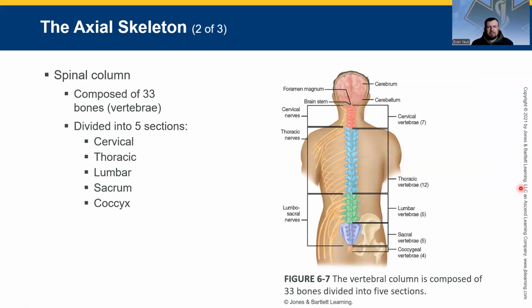Moving on to the spinal column, you've got 33 bones in the vertebrae divided into five sections. So you've got your cervical, your thoracic, your lumbar, your sacrum, and your coccyx. That's from top to bottom. Remember, it is 7, 12, 5, 5, 4. So 7 cervicals from the base of the skull down to where your thoracic begins. Your thoracic has 12 vertebrae down to your lumbar. Lumbar has 5. And then we go sacrum, 5. And your coccyx is 4. But these are fused together.